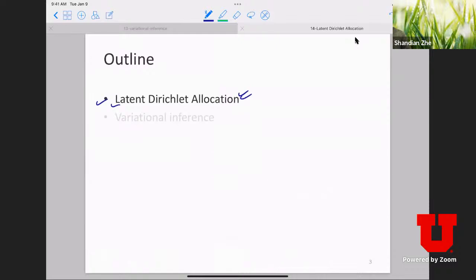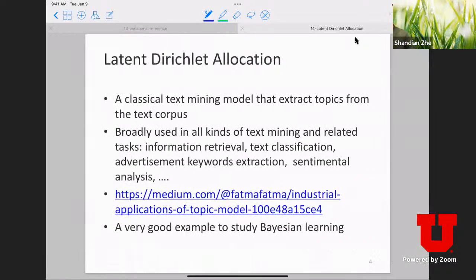And in academia, LDA, latent Dirichlet allocation, is very popular. It's very easy to compute, very easy to deal with, and it works pretty well in practice. So here's a brief introduction of latent Dirichlet allocation. It's a classical text mining model that extracts topics from a text corpus.